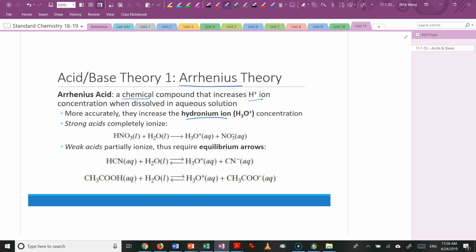Strong acids are substances that completely ionize. So if you can see here, this is HNO3. This is a substance that is a strong acid. And I'm telling you that it's a strong acid. And you might also remember that from previous content.